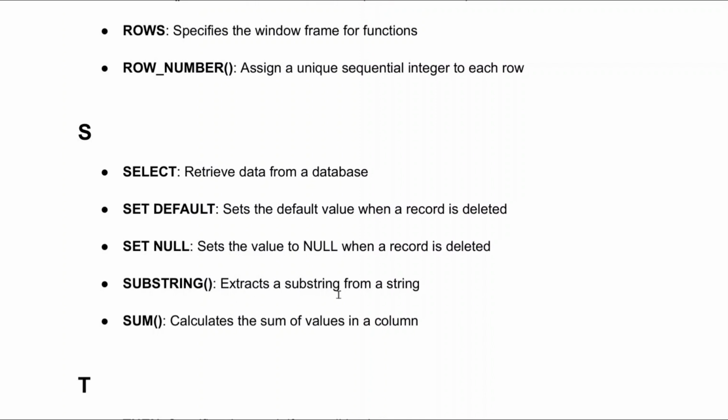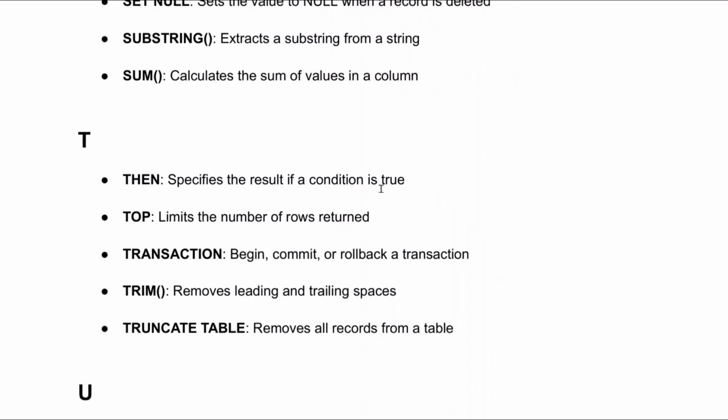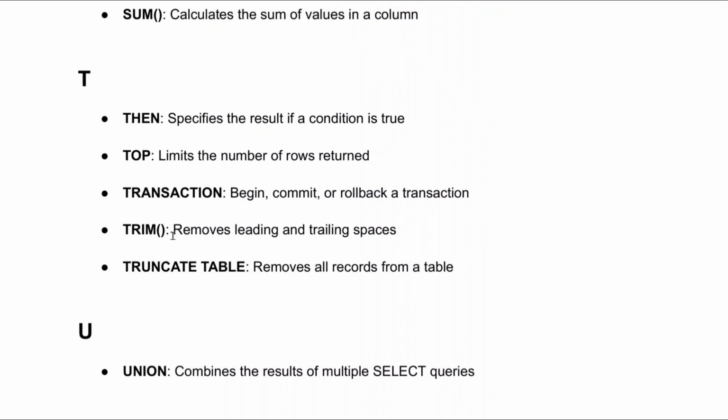Substring extracts a substring from a string. Sum function calculates the sum of values in a column. Then specifies the result if a condition is true. Top limits the number of rows returned. Transaction begins, commits, or rolls back a transaction. Trim will remove the leading and trailing spaces.